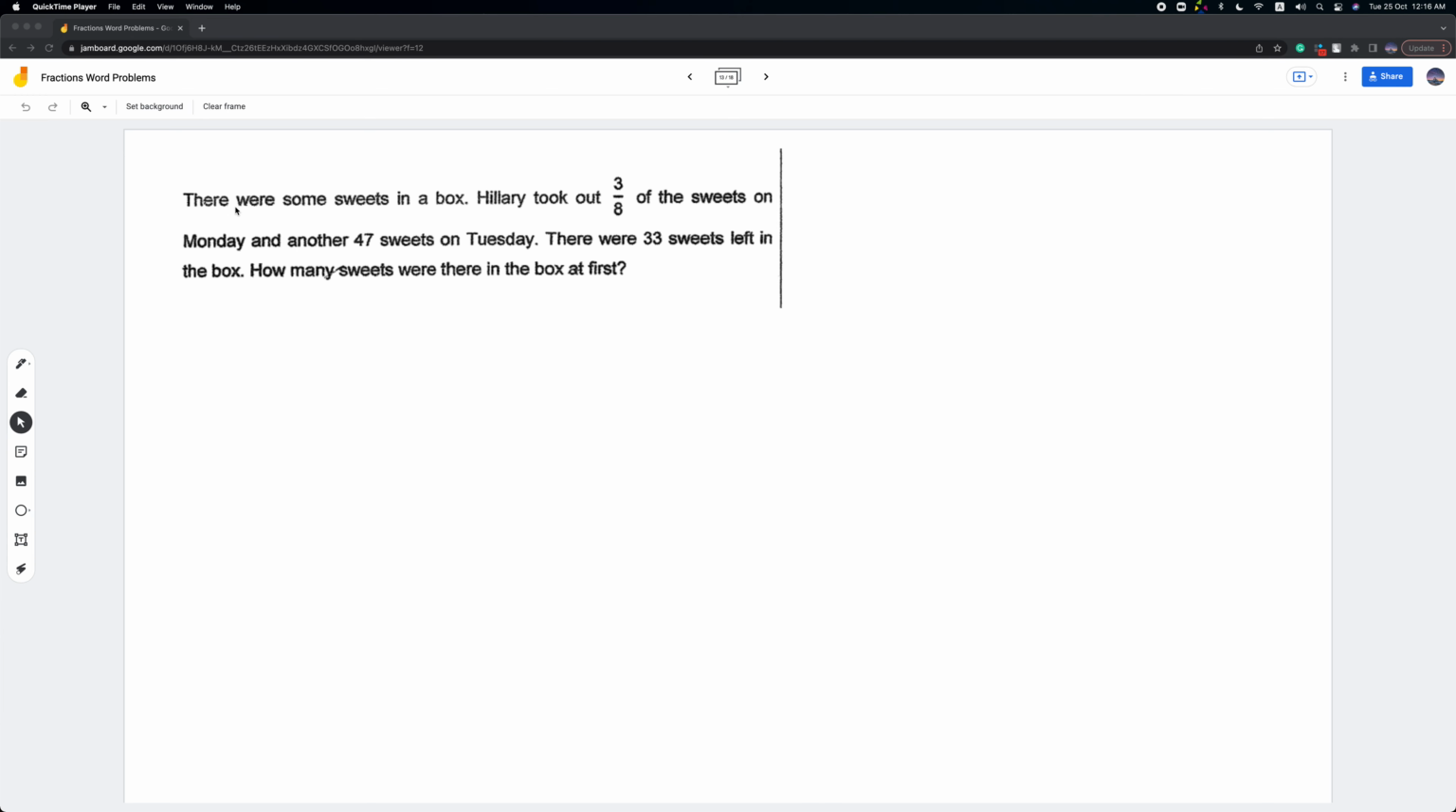Okay, so this question. There were some sweets in a box. Hillary took 3/8 of the sweets on Monday and another 47 sweets on Tuesday. There were 33 sweets left in the box. How many sweets were there in the box at first?